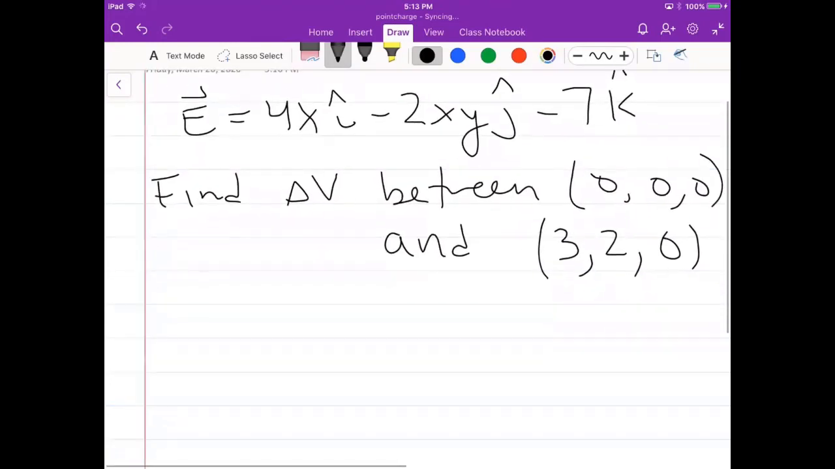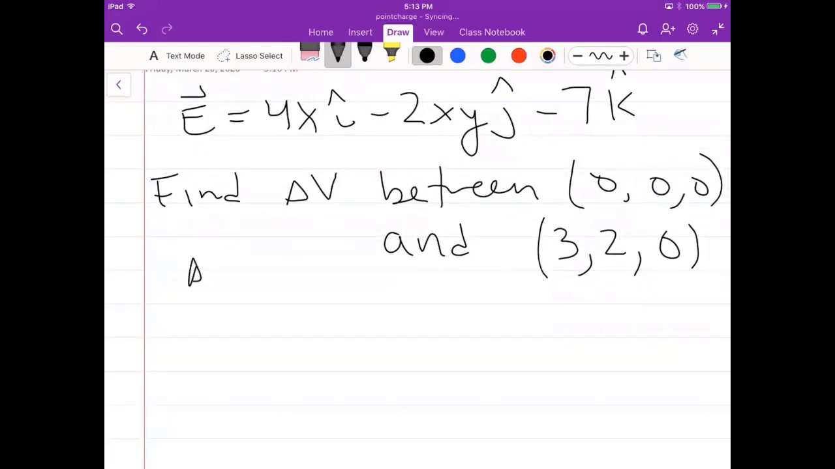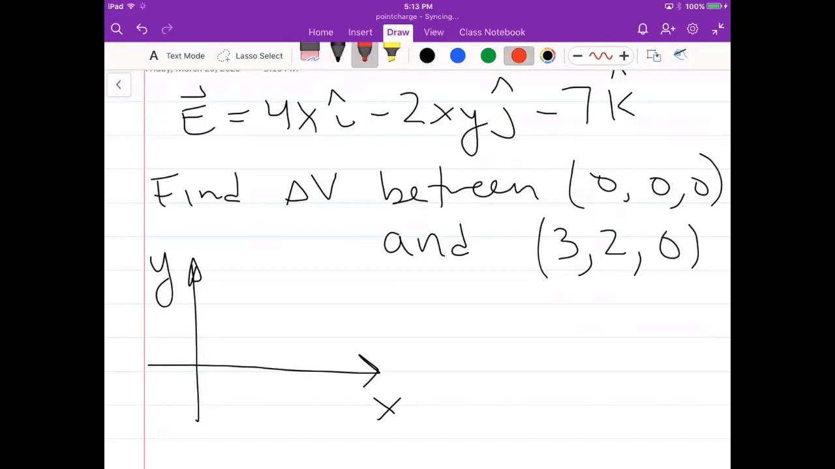Okay, and so if we were to draw this out, let's just draw the xy plane. Say there's x and there's y. So our first point is going to be here, the origin. Then our second point is going to be over 3 and then up 2, so maybe there. We're interested in finding the change in potential between those 2 points.